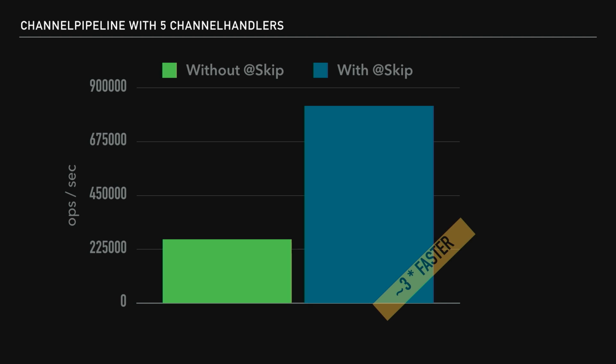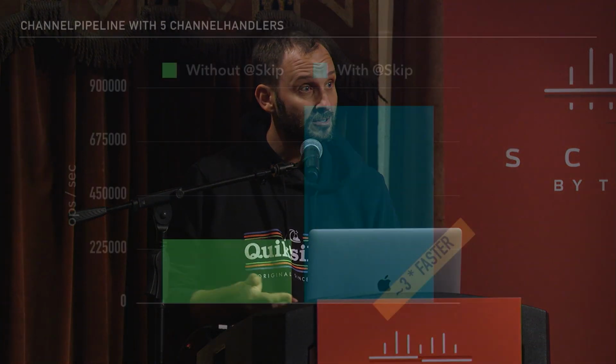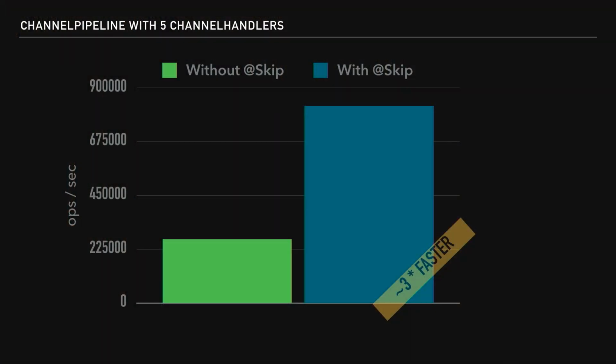And what you can see here, because everything is more interesting with numbers, is we did some benchmarks, and that's a really, really simple, stupid benchmark. So we have 5 channel handlers in the pipeline, and the last one is the terminating one, which means the first 4 could just skip everything, and we tested how many operations we can do per second. Without the skip annotation, we are at about 230,000 operations. With the skip annotation, we are up to about 750,000, which means we are more than 3 times faster. And that's only for 5 handlers.